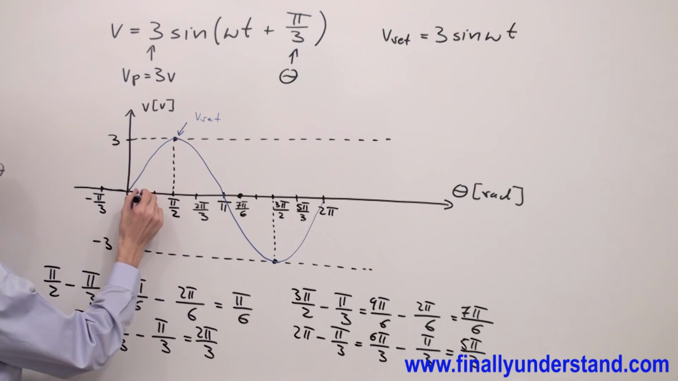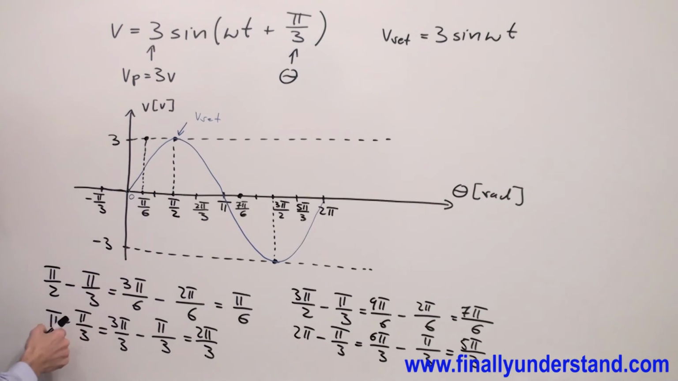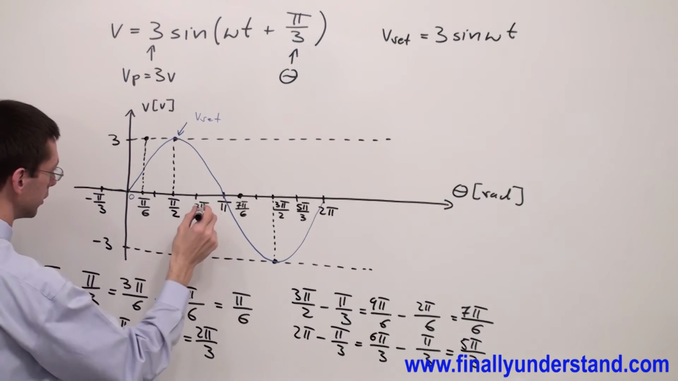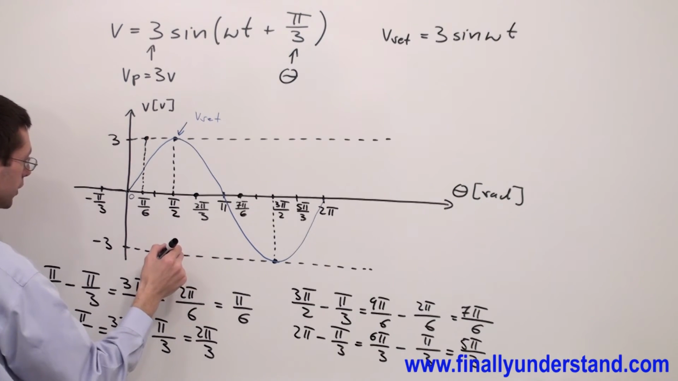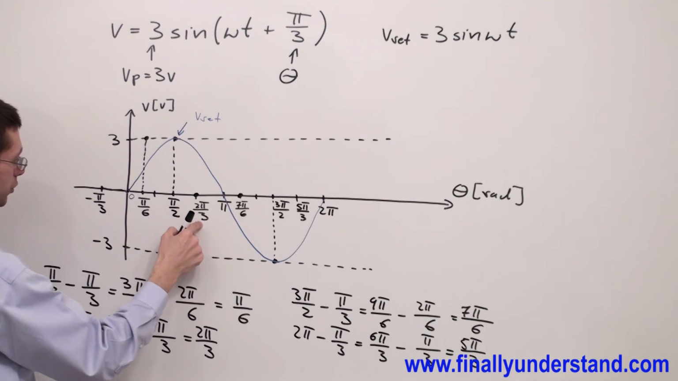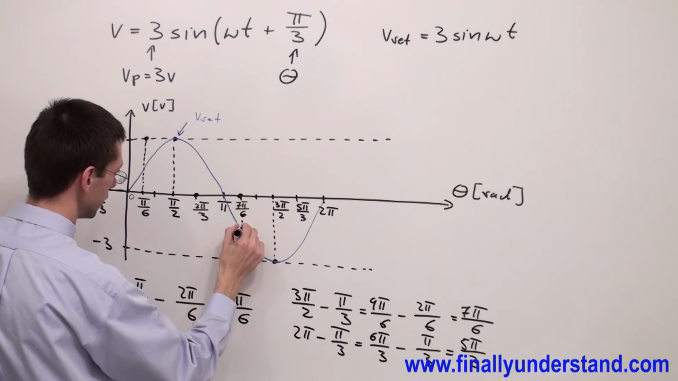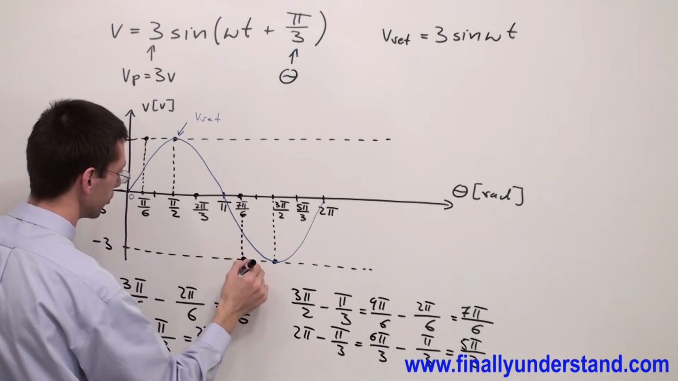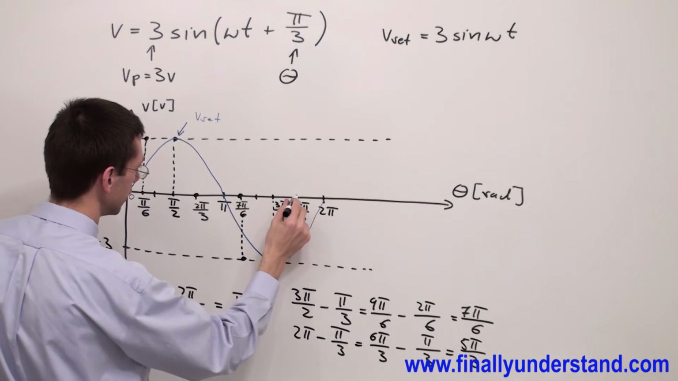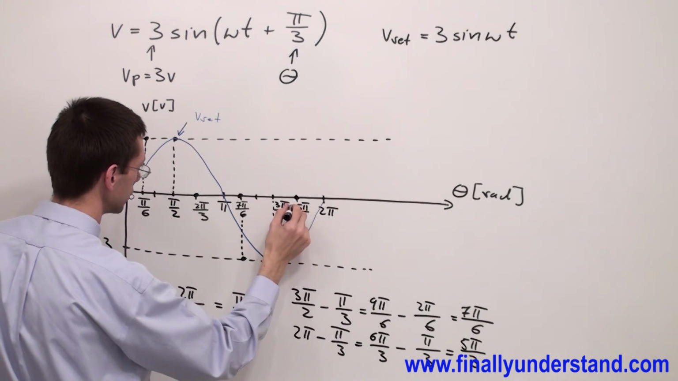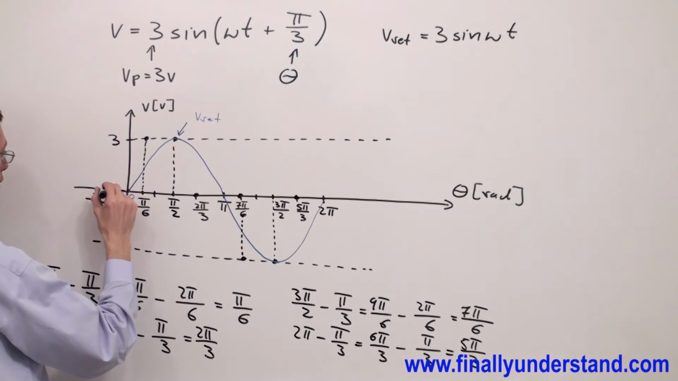Next, I'm supposed to connect all these points together. I mean, the new positive peak. Next, we're supposed to mark the negative going zero crossing at 2 pi over 3. And we are going to have the negative peak at 7 pi over 6. And we are going to have the positive going zero crossing at 5 pi over 3. Next, we're supposed to connect all these points together.